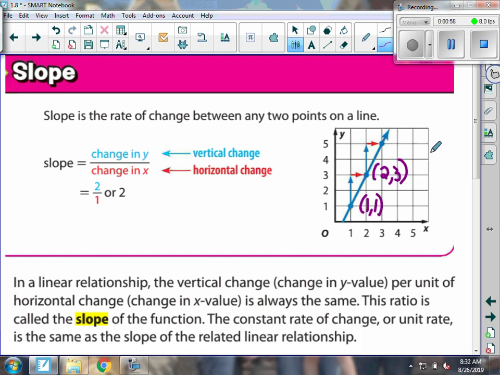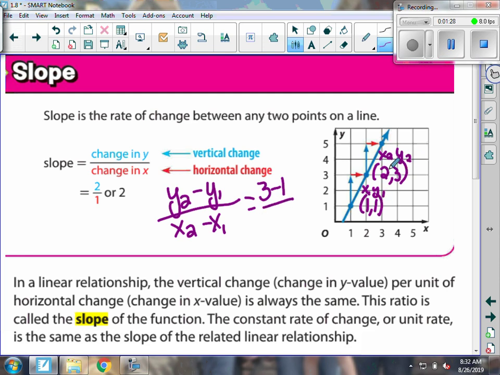Your change in y, so you subtract. If you remember on Friday, we had x1, y1, and x2, y2. This is the same thing. Your change in y will be your y2 minus y1, and your change in x will be x2 minus x1. So here, this is going to be 3 minus 1, here's your y2 and here's your y1, over x2, which is 2, minus x1, which is 1. So 3 minus 1 is 2, and 2 minus 1 is 1, which simplifies to 2.